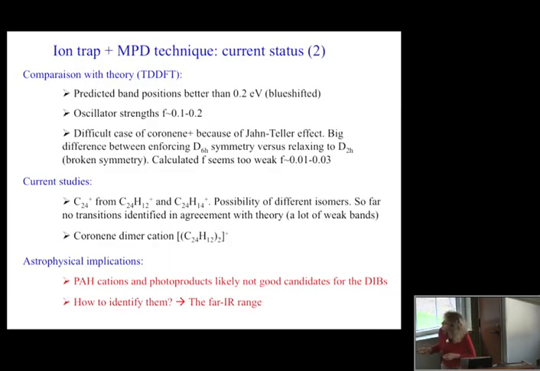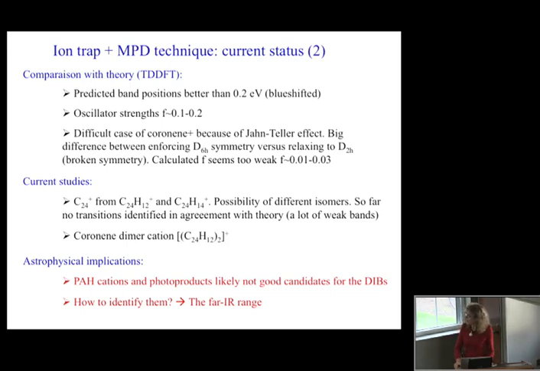So just to finish on the astrophysical implication, I think that PAH cations and photoproducts are likely not good candidates for the DIBs, at least the ionized ones. And so how to identify interstellar PAHs? That's a problem because the mid-infrared range is not specific enough. We have families of species, so we cannot identify individual species. Well, C60 was a counterexample, but this is really because it has a very specific infrared mode.